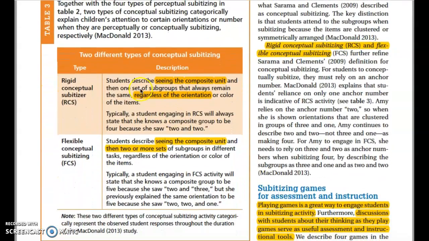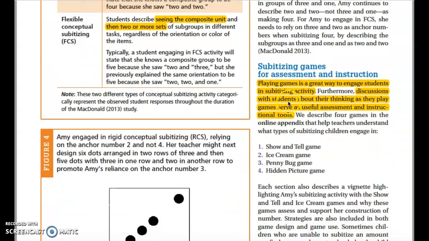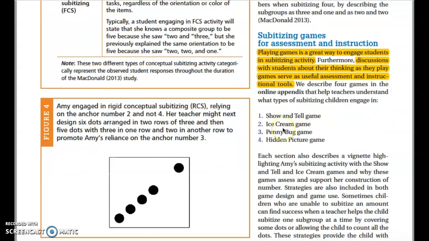They go on to define conceptual subitizing as rigid and flexible. Seeing the composite, regardless of the orientation, is rigid, and seeing the composite and then 2 more sets is flexible. So playing games is a great way to engage students in subitizing activity. The key is that the discussions with students about their thinking as they play the games serve as a useful assessment and instructional tool.